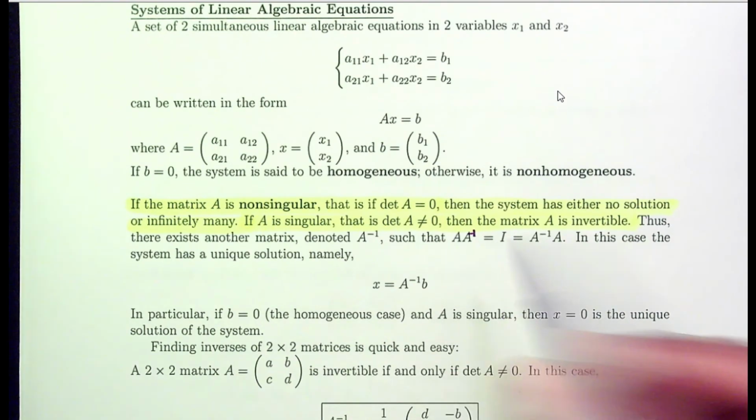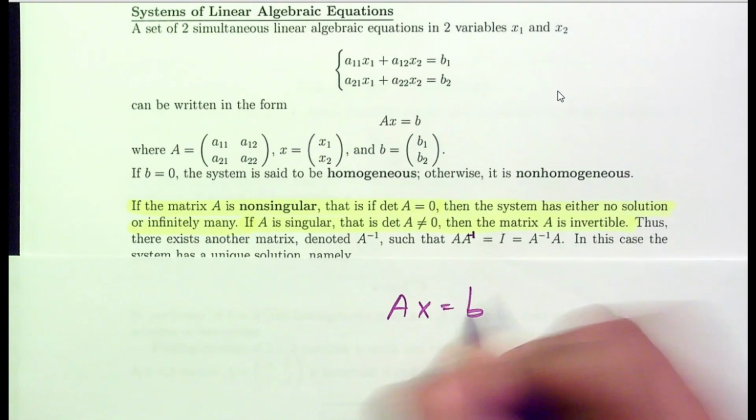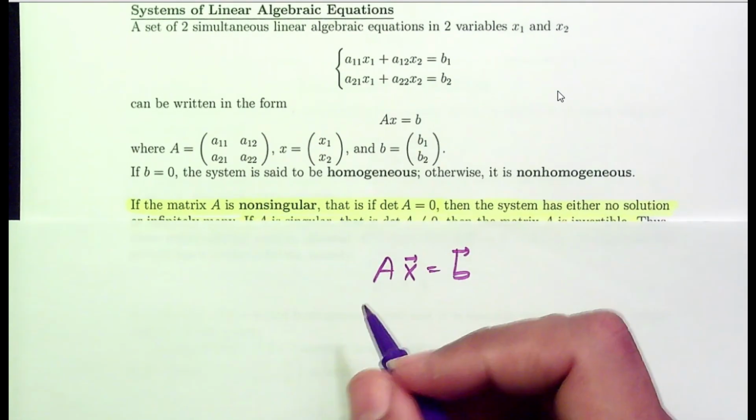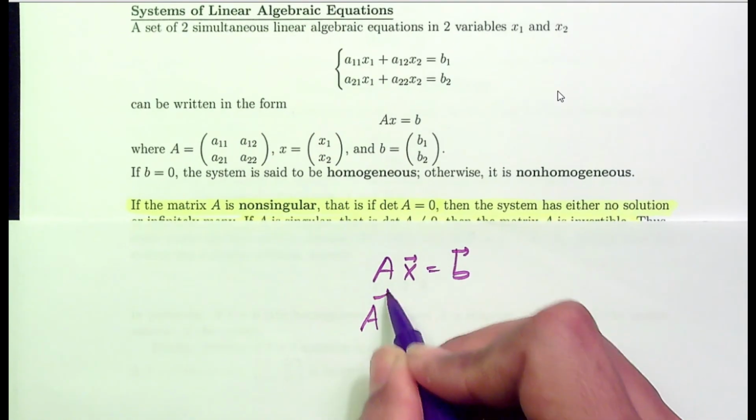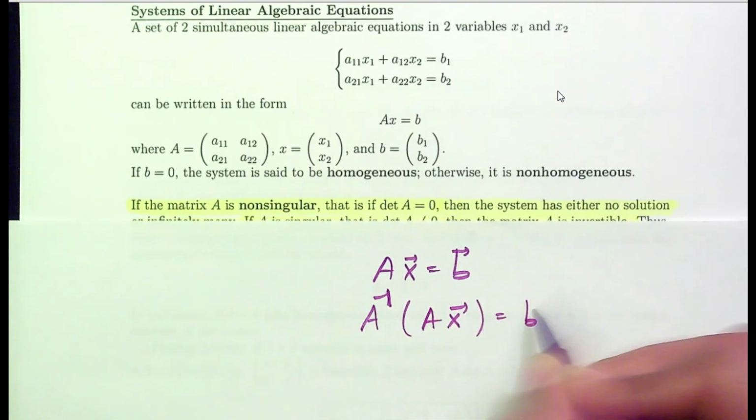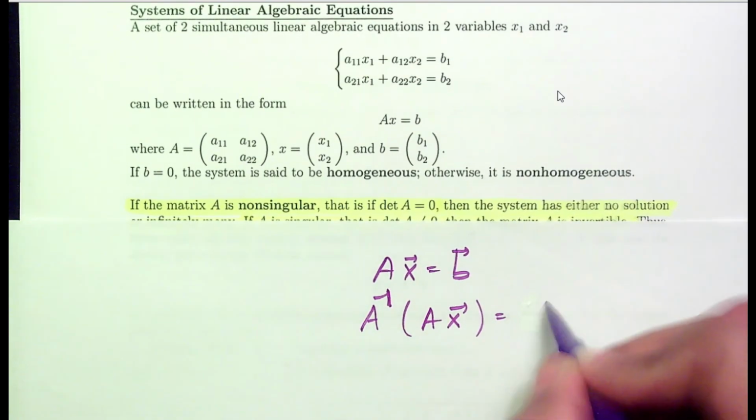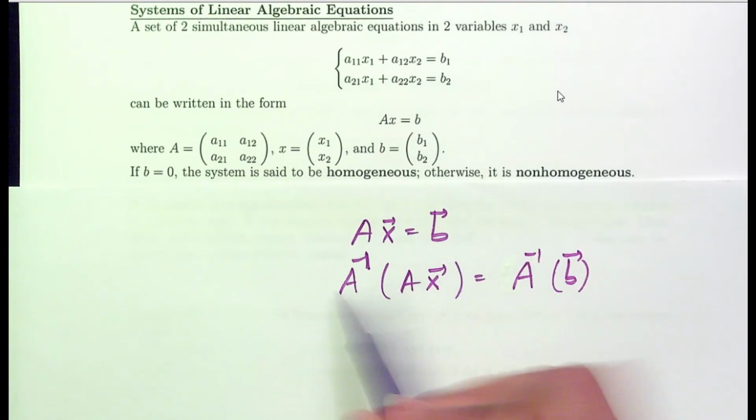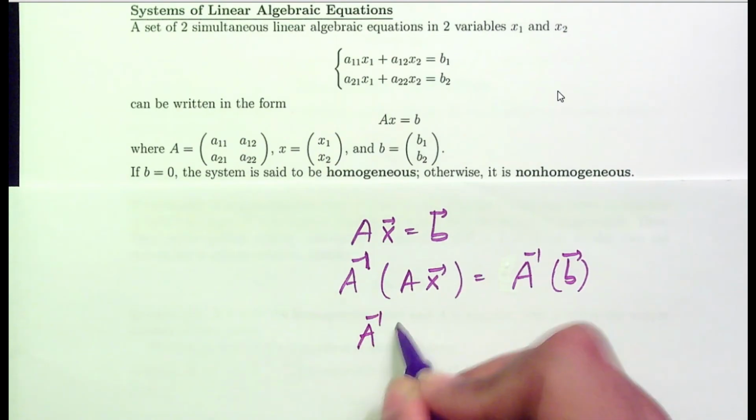In this case, you can figure out what the solution of the system is. If this is your system, and these are vectors, and if A inverse exists, then you can multiply both sides of this equation by A inverse on the left, and remember the order here does matter. Then moving parentheses around, this will be A to the negative 1 times A.